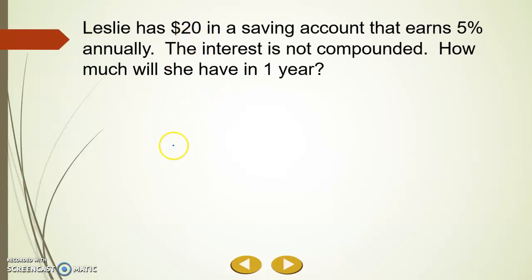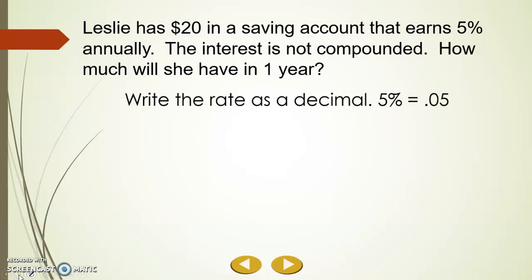Anyway, she's earning 5% annually. This interest is not compounded, which means it's just 5%. It never increases, it never doubles, it just stays 5% interest. How much money will she have in a year? Well, let's use that formula. We need to, first of all, change our percentage to a decimal so that we can include that in our formula, and 5% is represented as 0.05.